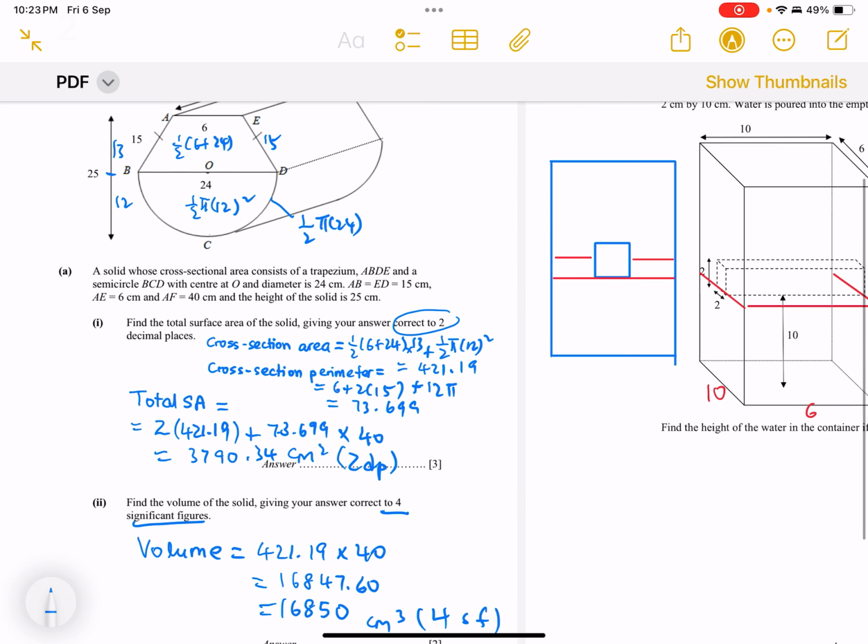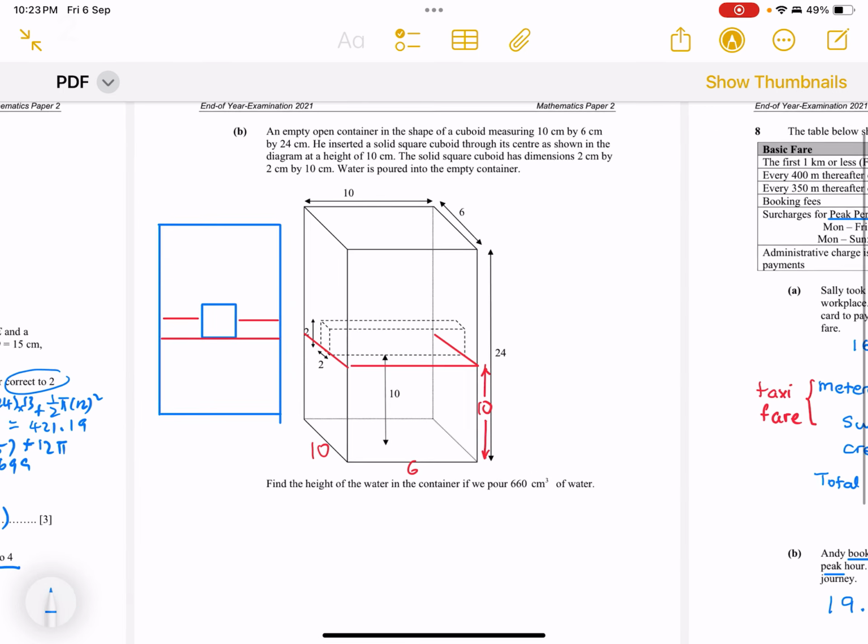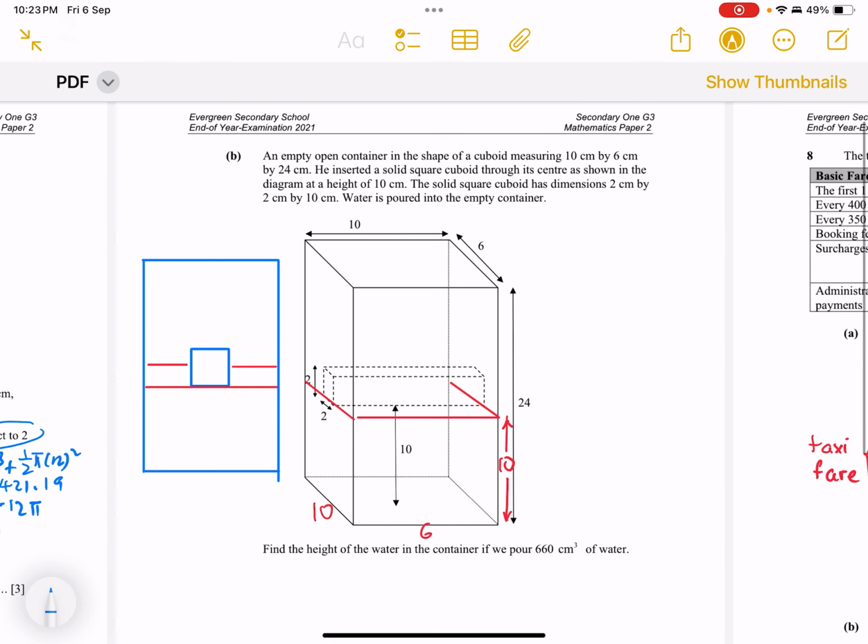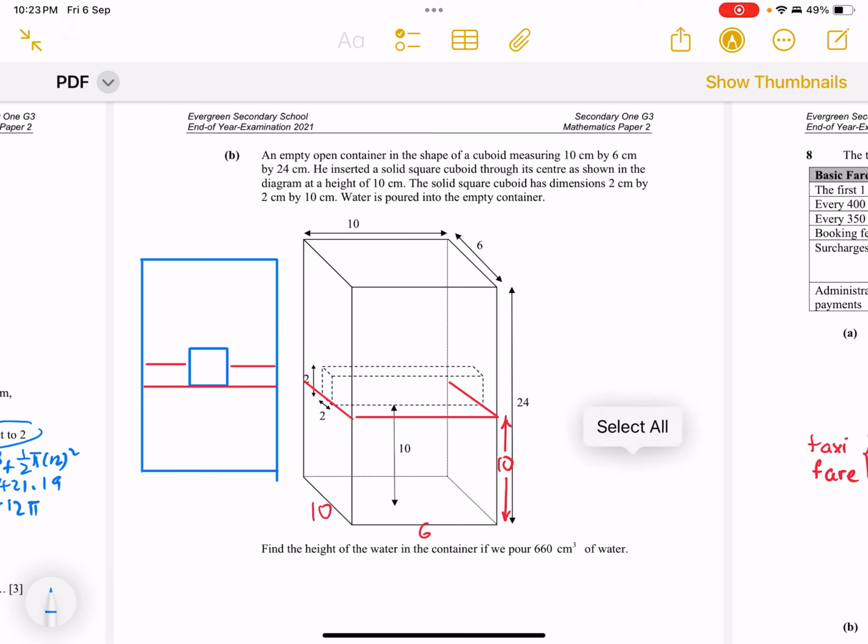Right. The next sum is also dealing with volumes, and we have to understand the diagram very carefully. Dimensions are all given there, and there is a solid that is inserted in the middle here. The solid is 10 cm from the bottom, and water is poured into this empty container, and the water that is poured in is 660. So we have to find how much the water rises.